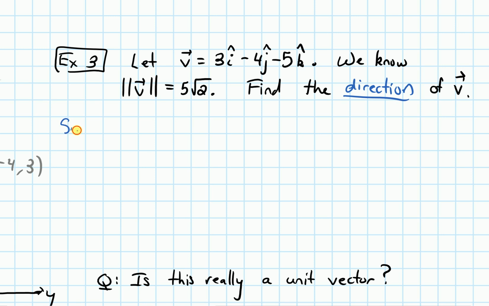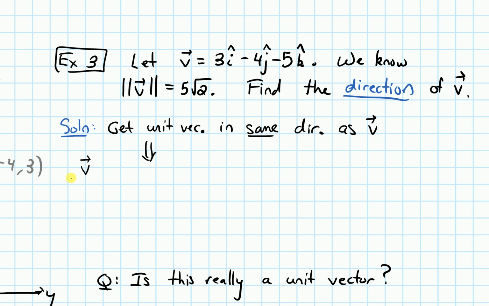Okay, so let's talk about the solution. What we need to do is get a unit vector in the same direction as v. I'm going to abbreviate vector as VEC and direction as DIR. To do that, we use the formula I just stated in the theorem. We take the vector v and we divide it by its length, its magnitude. So we can write this as 1 over the magnitude, which is just going to be some number, multiplied by the vector v.